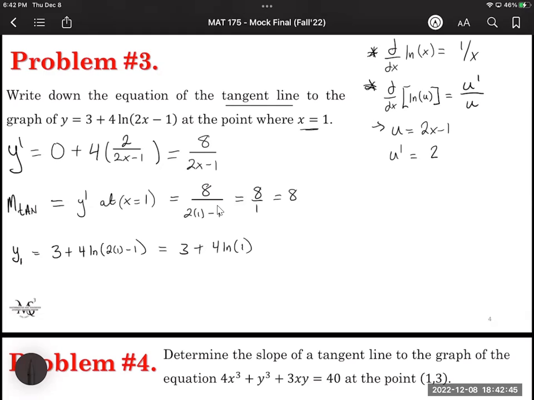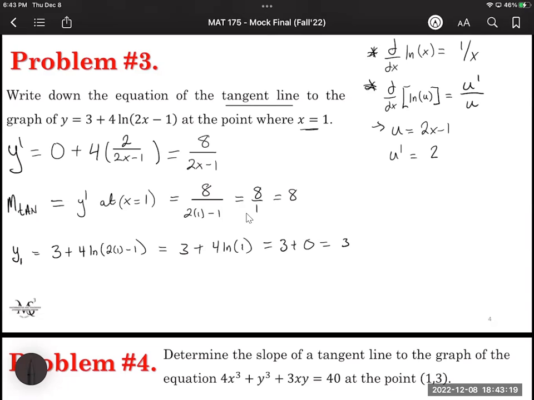Alrighty, what's ln of 1? That's right, ln of 1 is 0. So if ln of 1 is 0, what's 0 times 4? 0, right? So we get 3 plus 4 times 0, which is still 0. So your answer here is 3, right? Whenever x is equal to 1, that means y1 is 3. All right, so we got the first 3 steps done.